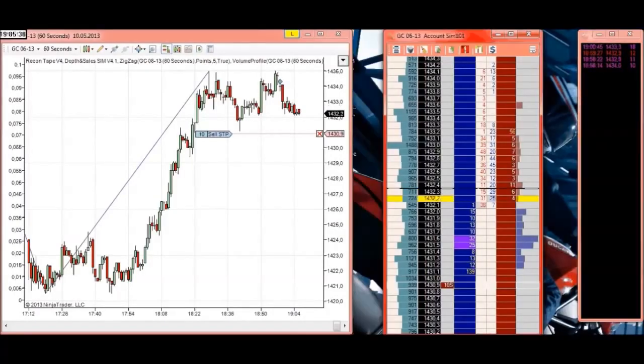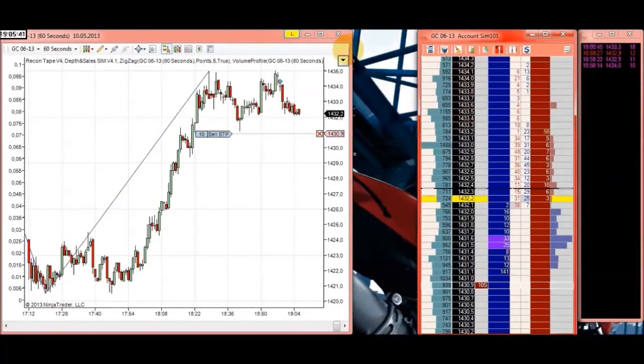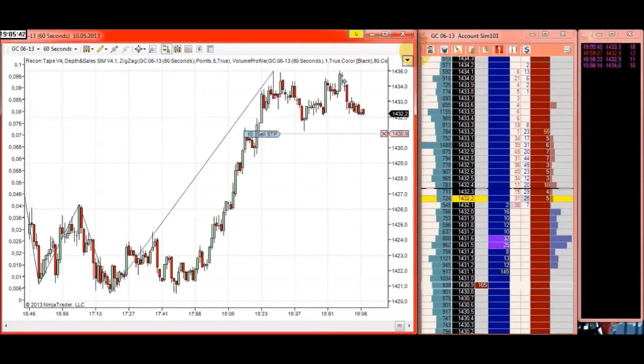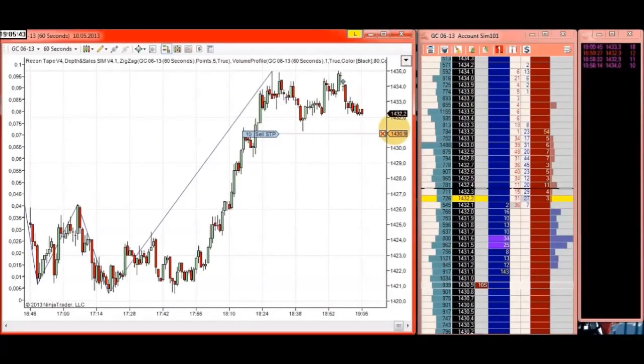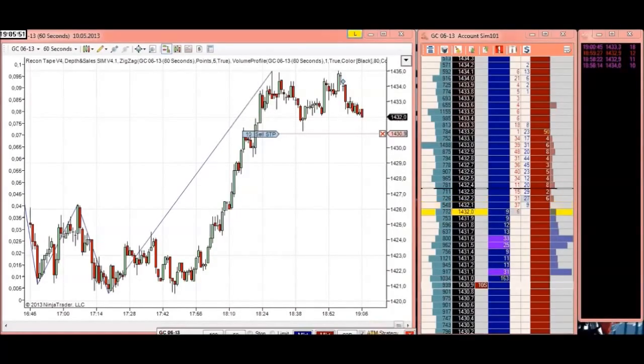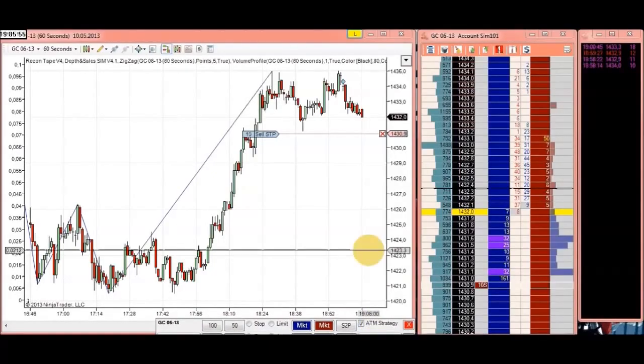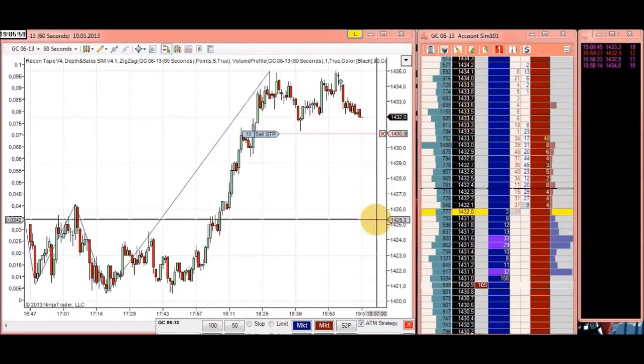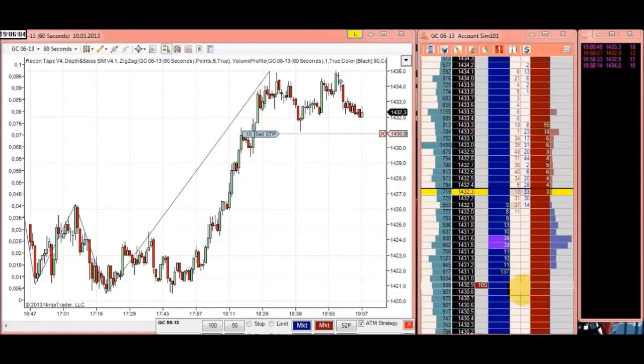Let's put here, here, and here. Okay, and then I have a straight bar over here. Hopefully I can see some order stacking and it can help me to find the right place to exit the trade.